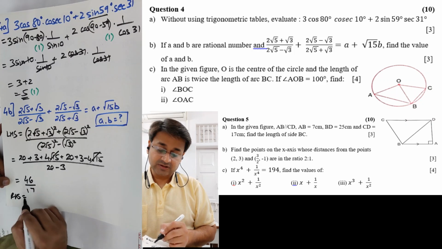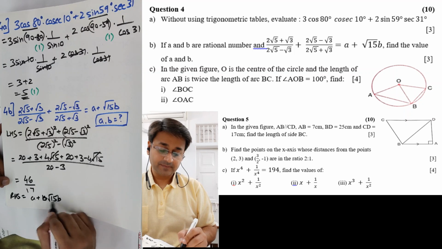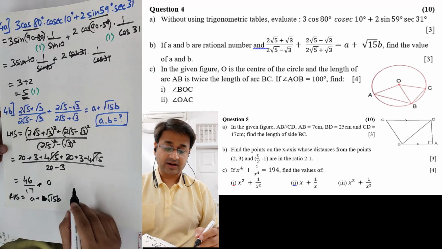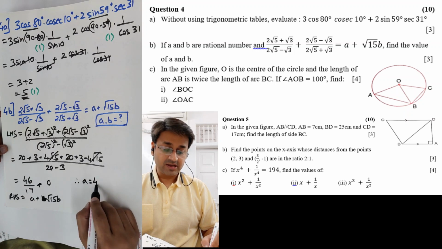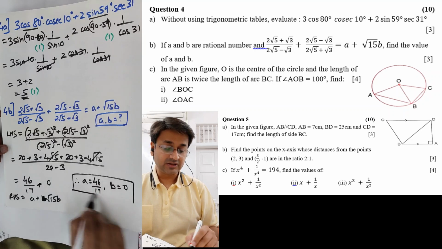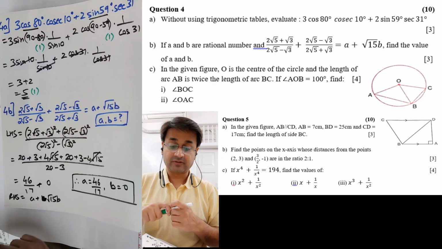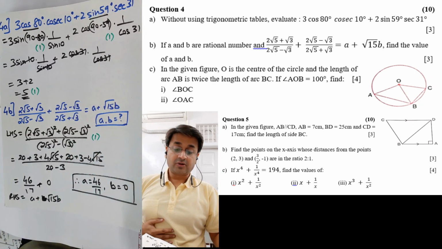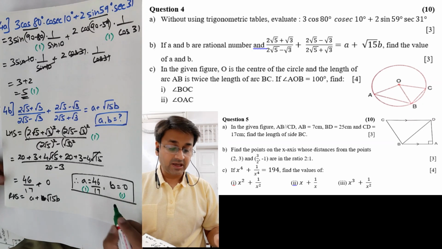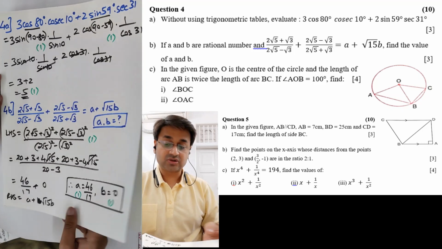Now RHS is basically a plus b root 15. So a can be this, whereas b nothing is there, so you can write 0, and you can say therefore a is 46 by 17, and b, since there is nothing, it is 0. Don't leave it, you have to write it 0, otherwise you will lose 1 mark straight away. So first 1 mark when you either cross multiply or take the rationalizing factor, then 1 mark for getting a and 1 mark for getting b. That's how you can give 3 marks to yourself.